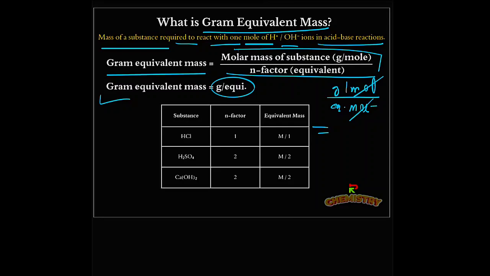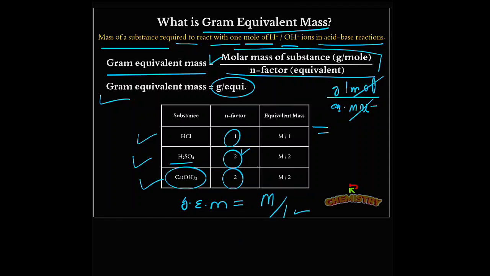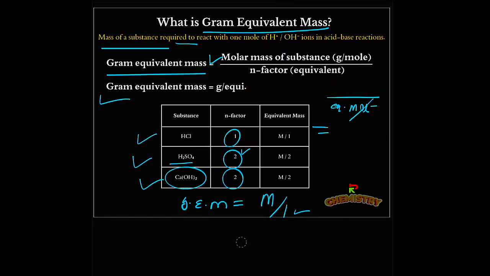Here in the table we can see the N factor for HCl is 1 as it releases 1 H plus, the N factor for H2SO4 is 2 as it releases 2 H plus, and the N factor for calcium hydroxide is also 2 as it releases 2 hydroxide. Okay, what is equivalent mass? The gram equivalent mass for HCl is M by 1, because we are dividing the molar mass by the N factor.